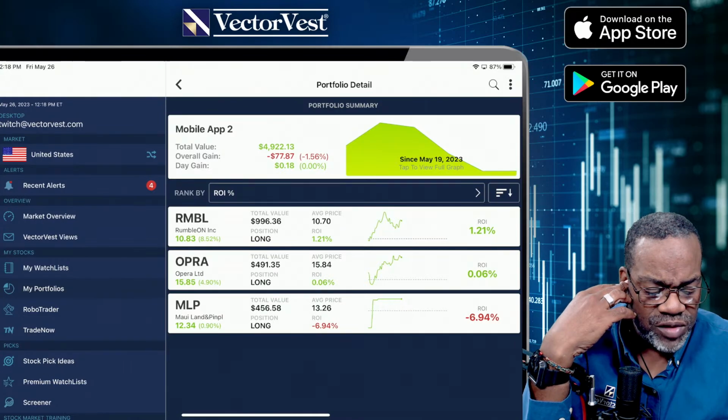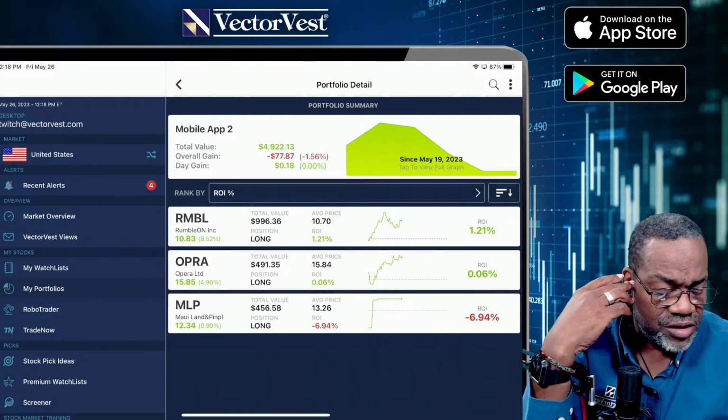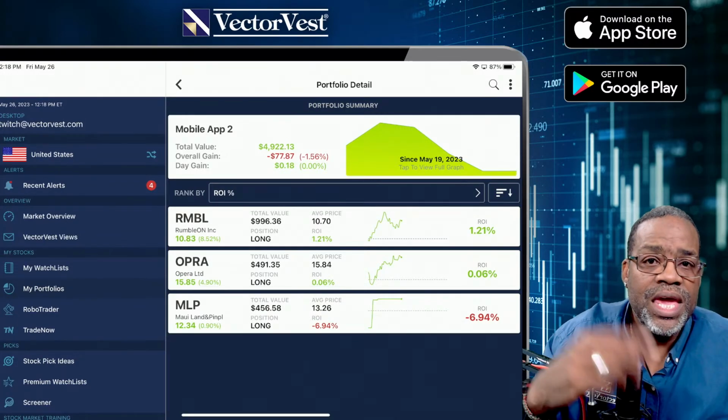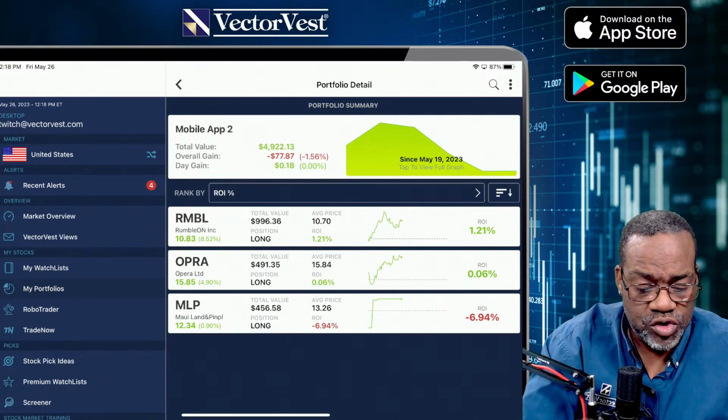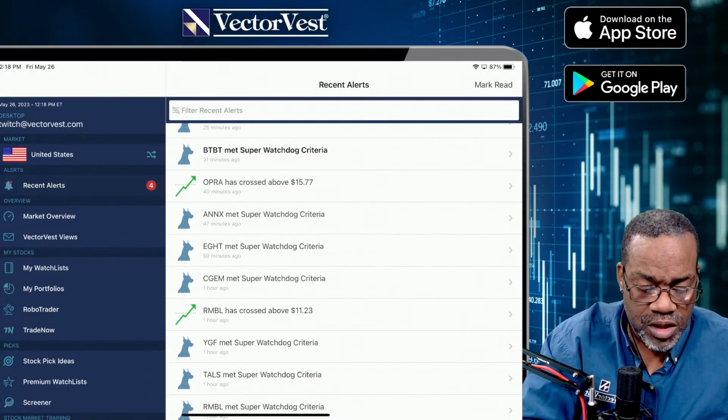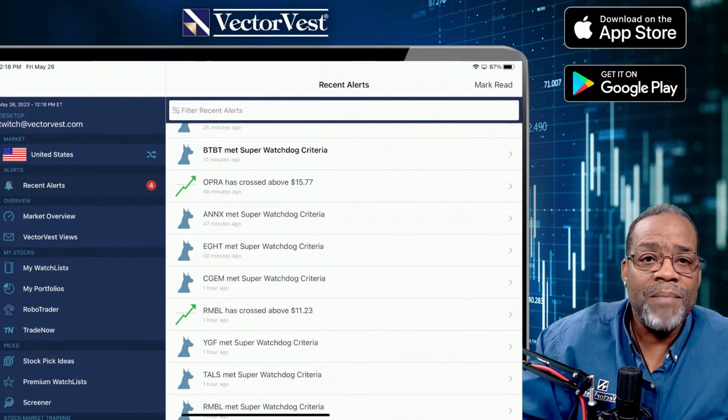I was wondering if it's $1,000 or I got $500. All right. Notice that 2 stocks that we got into today hit my pricing criteria. You saw them on my alerts. That was Opera and Rumble. Both of those hit my alerts.